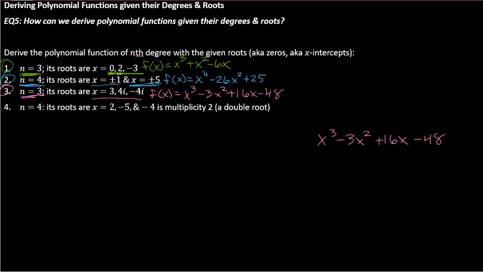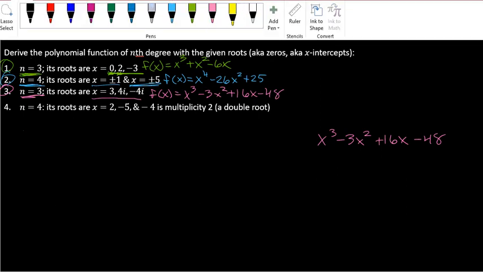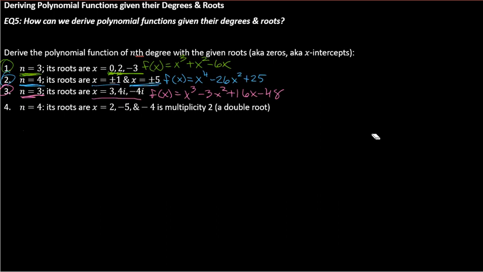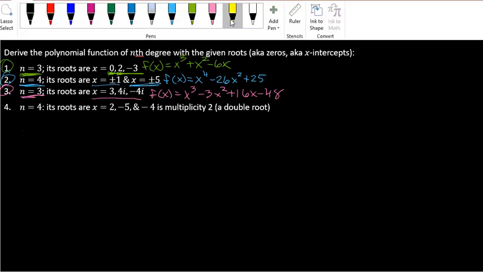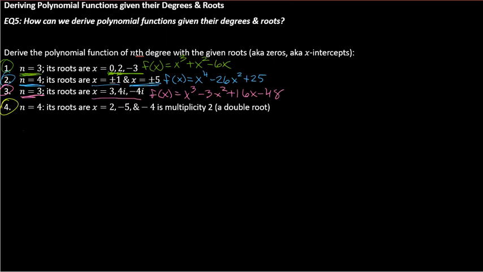Okay, and last example. Go ahead and erase this. Okay, so we've got a fourth degree polynomial whose roots are 2, -5, and -4 is multiplicity 2, or a double root. So this is important. You need to see what multiplicity 2 means, or multiplicity in general on a given polynomial and its roots.